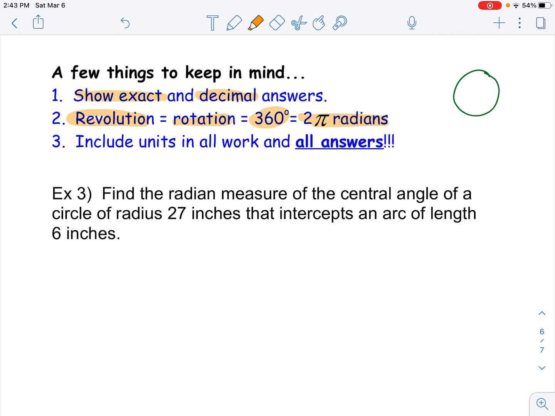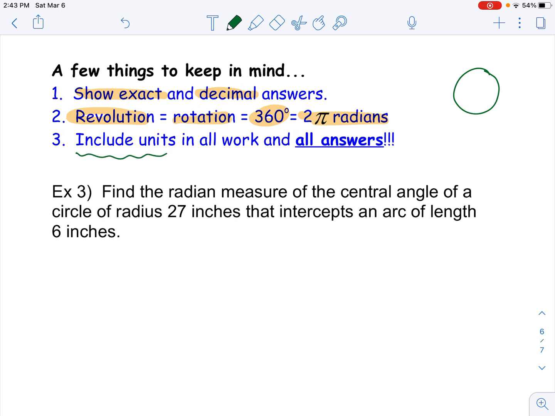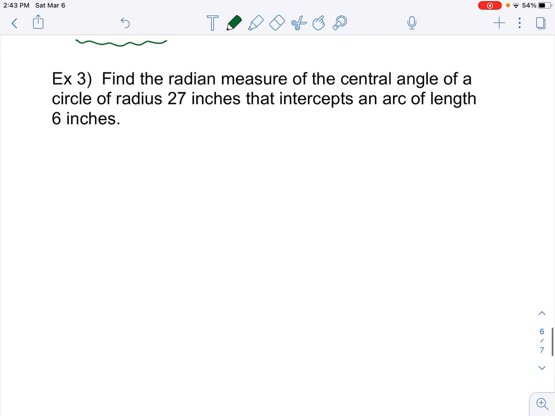And then the last thing, which is super important, and you will lose points for it on the test: include units in all of your answers. Whenever we're doing a problem, we have to think about what the units need to be, and make sure that we include the units in all of our problems.